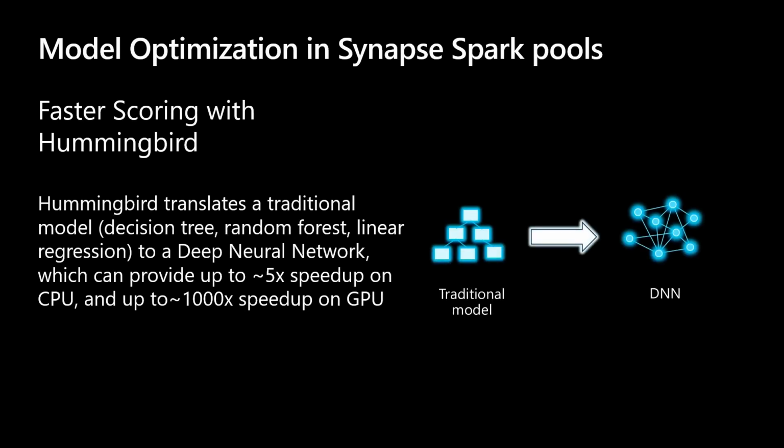In the demo, I mentioned something called Hummingbird. I want to spend just a few seconds talking about it again. Hummingbird is all about faster scoring. Normally you'd use a traditional model, a decision tree, random forest, linear regression, right? What Hummingbird does is take that traditional model and convert it to a deep neural network. That conversion means that even on a standard CPU, you might get a 5x speedup. And for GPUs, you might even achieve a 1,000 times speedup for scoring. So that's the importance of Hummingbird and one reason why we've added it to Azure Synapse Analytics.